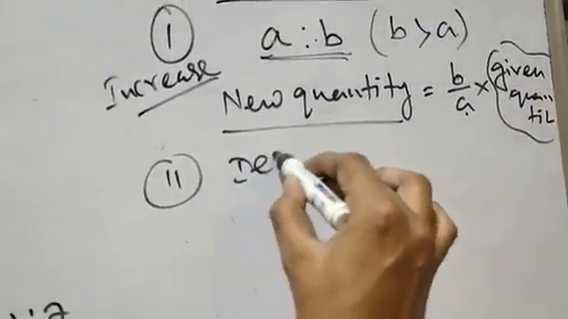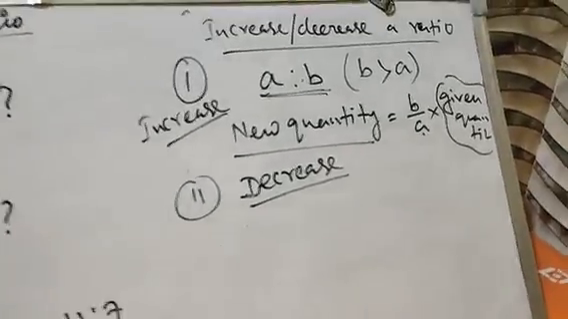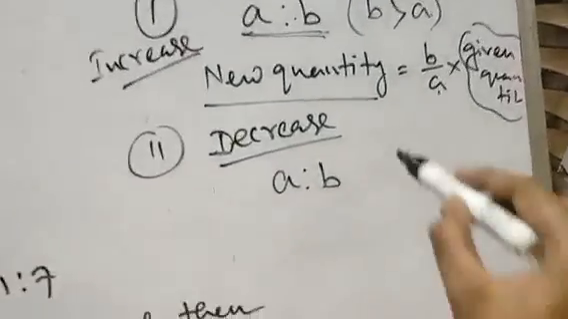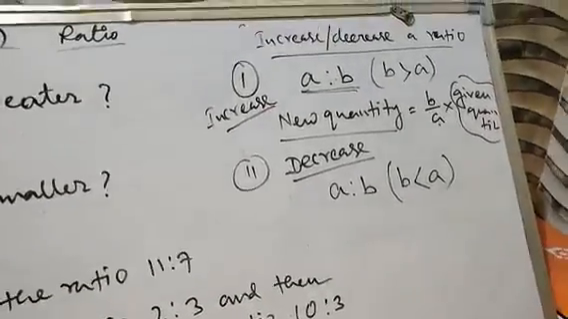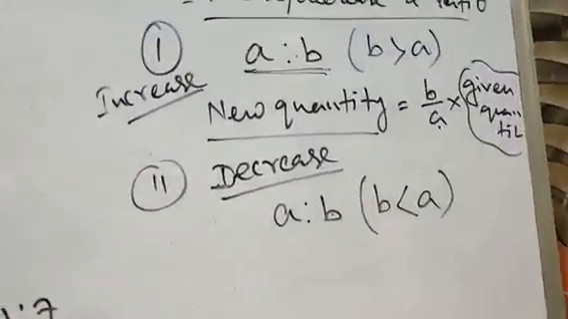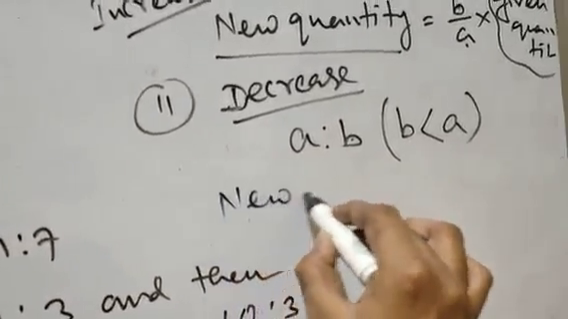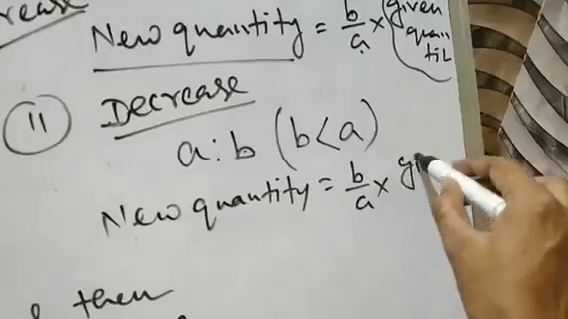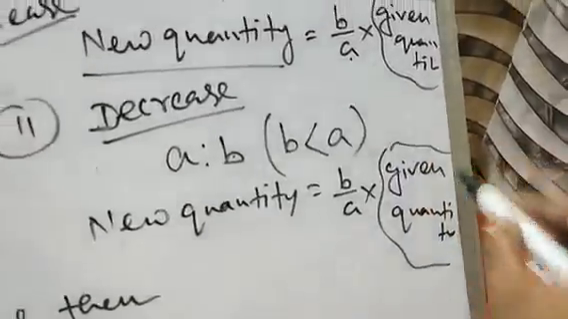Second, the decrease case. In the same way, you have a given quantity which you need to decrease in the ratio A is to B, where B is less than A. Then the new quantity will be B by A into the given quantity. This quantity will be, as usual, given to you.